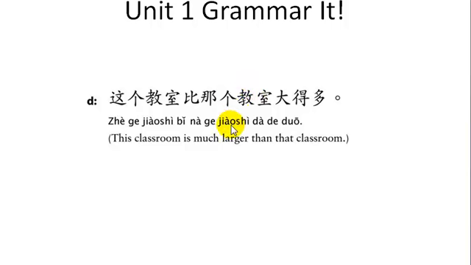But if you want to talk about a change in degree of the difference, then you need to use 比. So here's the example. 这个教室比那个教室大得多. Alright, so this classroom is a lot bigger than that classroom. Okay, so with this kind of construction, you cannot use 跟 and you cannot use 和, you can only use 比.